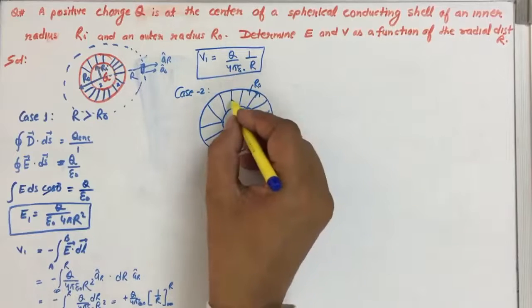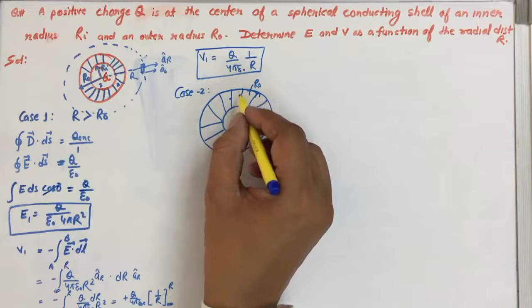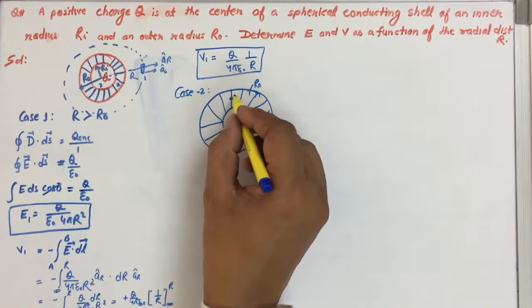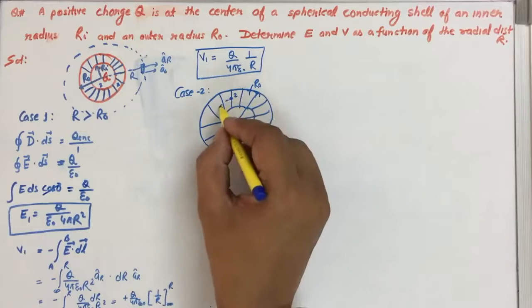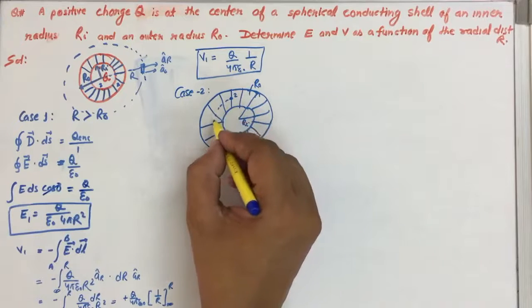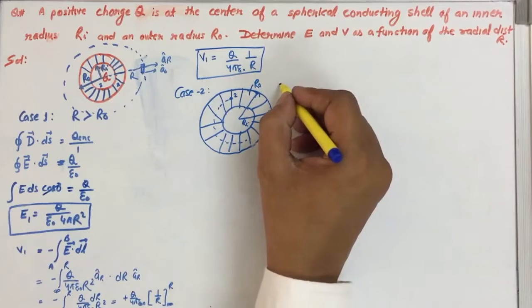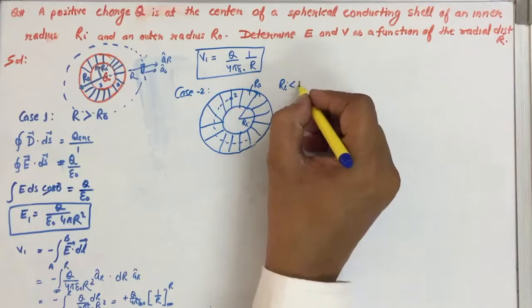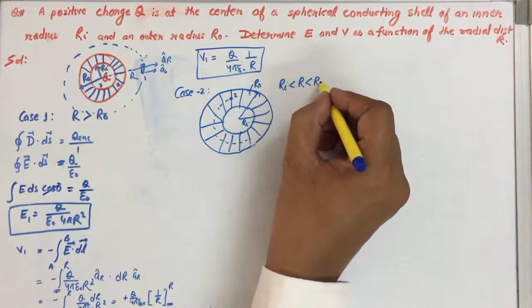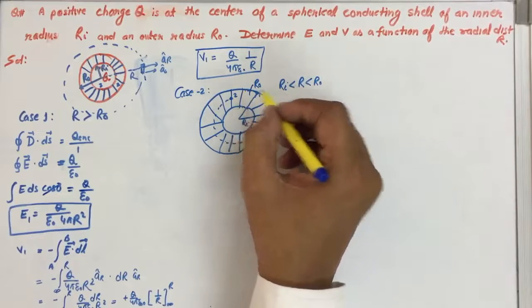Okay, now consider any point between this to this, that is, this is the point that is considered as point 2 between this region. Now to find E, we have to first draw, now the case 2 is Ri to R out. So the point of interest is between this to this.